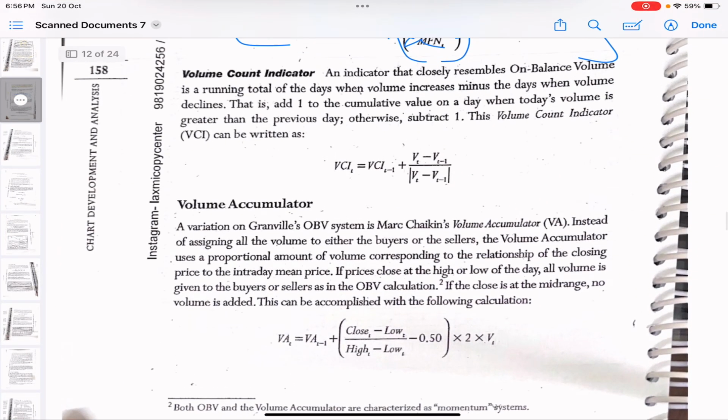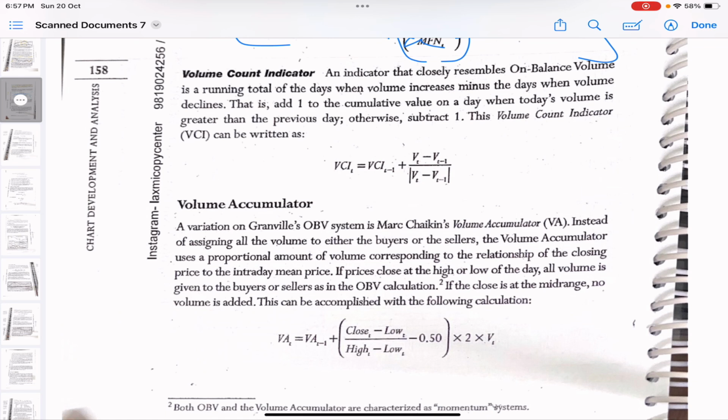Fine. So the volume count indicator basically counts the volume. That's what the name also says. It again resembles the OBV indicator. It is a running total of the days when volume increases minus the days when the volume declines. And that is, add 1 to the cumulative value on the day when today's volume is greater than the previous day. So whenever you have volume greater than the previous day, you are going to add 1.